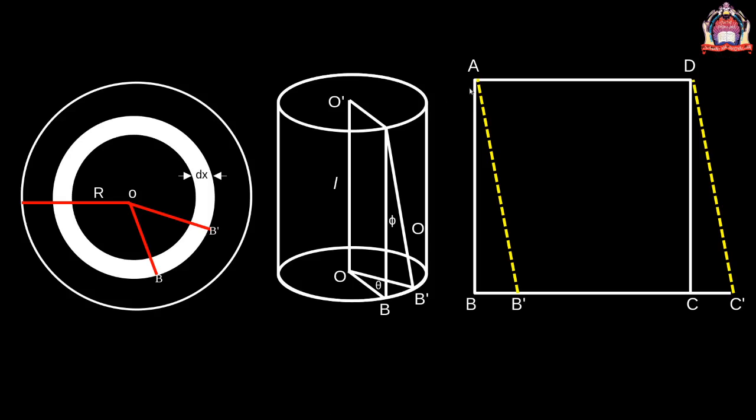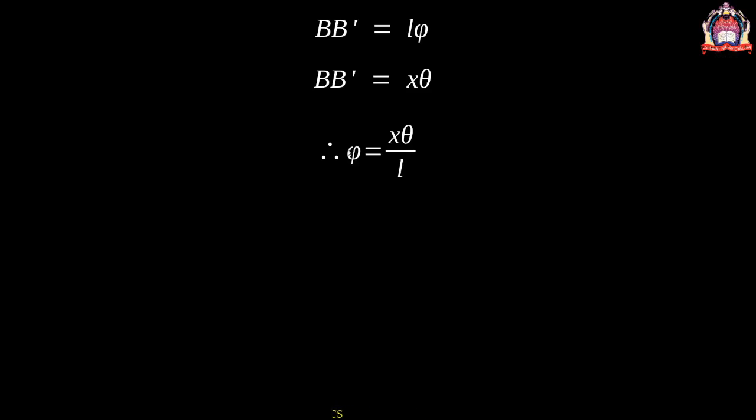Therefore the angle BAB dash is equal to phi. So we can write BB dash is equal to L phi. BB dash is also equal to x theta, because the shift takes place through theta radians. So we get phi is equal to x theta by L. Obviously, phi will have the maximum value where x is the greatest. That is, the maximum strain is on the outermost part of the cylinder and the least on the innermost.